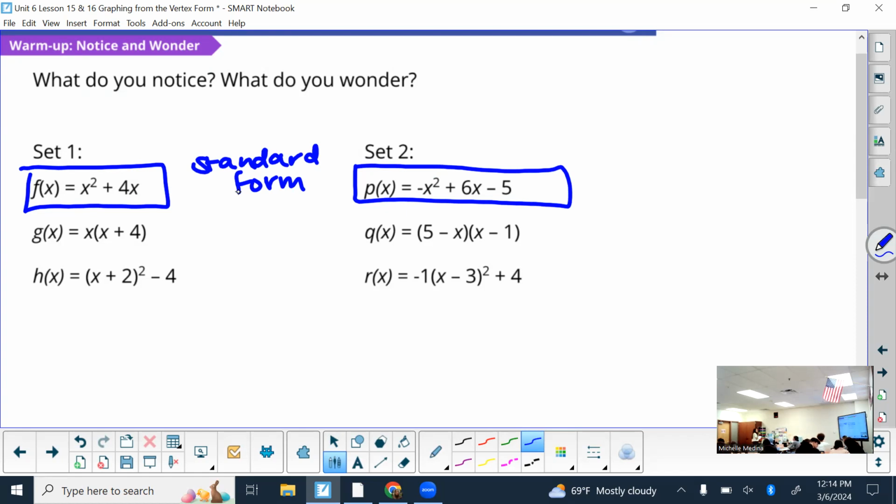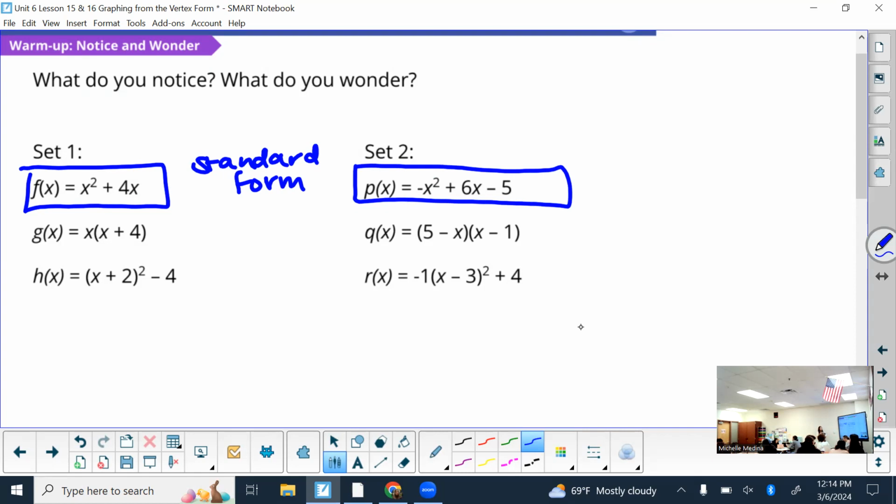Did we have any other notices or wonders at table 2? All problems have or would end up with an x squared. So these are all quadratic. All right, they're all quadratic equations. Any other ones in table 2?